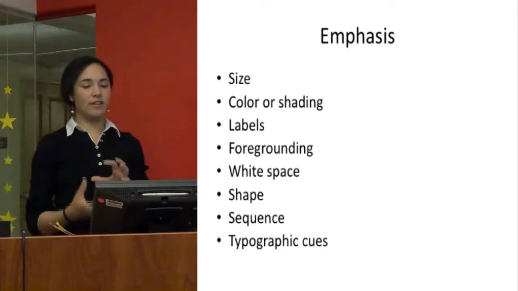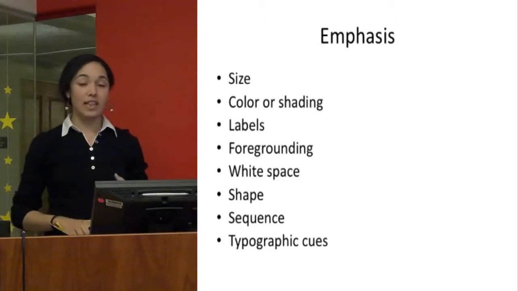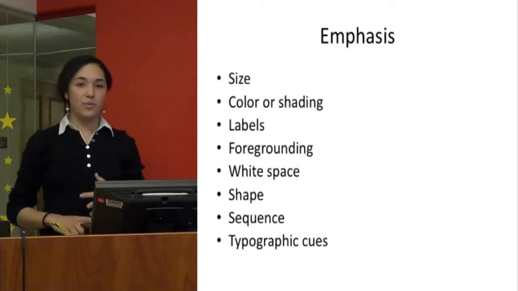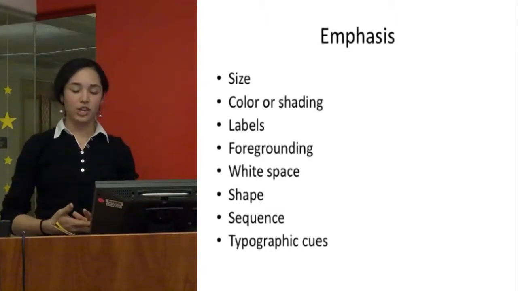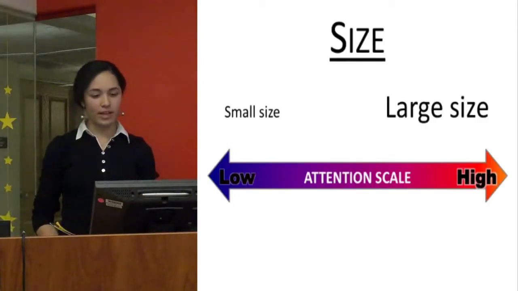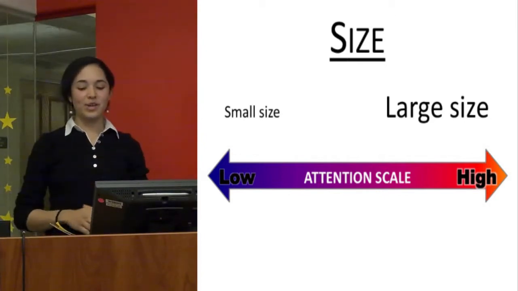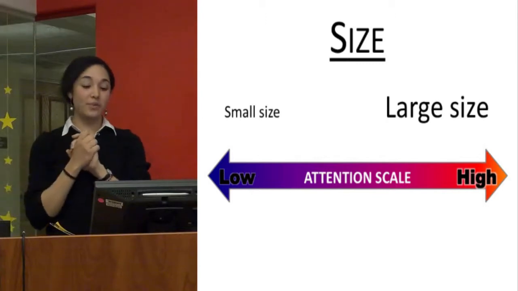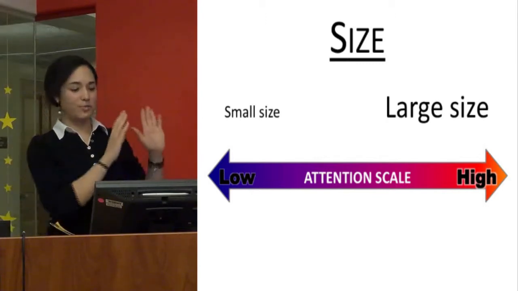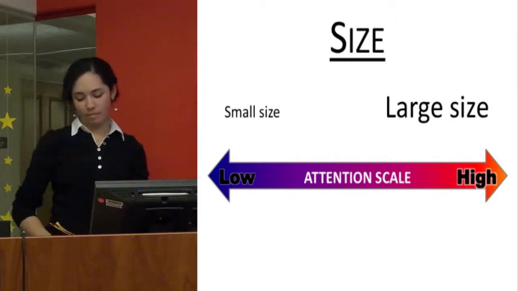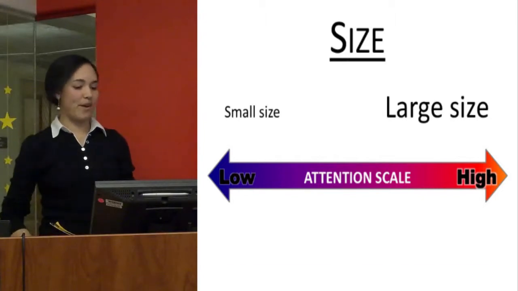So the different components of emphasis would be size, color or shading, labels, foregrounding, white space, shape, sequence, and typographic cues. Okay, so first, here's size. So here's my little attention scale. On the high attention scale side, we have large size things. Bigger things get our attention more than small things do. So here's an illustration of that using our pie graph.